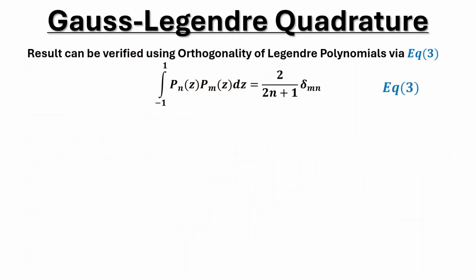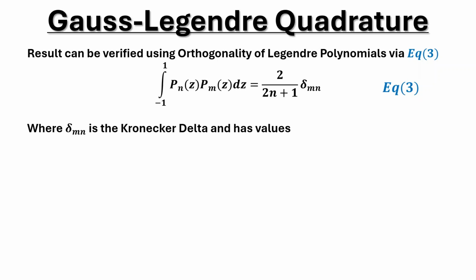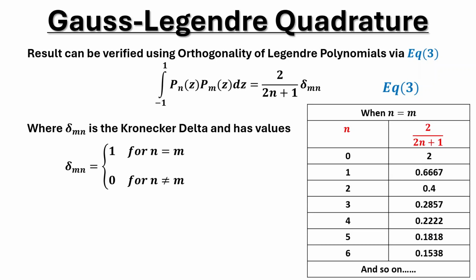Results can be verified using orthogonality of Legendre polynomials via equation 3, where delta mn is a Kronecker delta and has values 1 and 0: 1 for n is equal to m, 0 for n not equal to m. Values of 2 over 2n plus 1 can be verified for the case when n is equal to m with the given table.